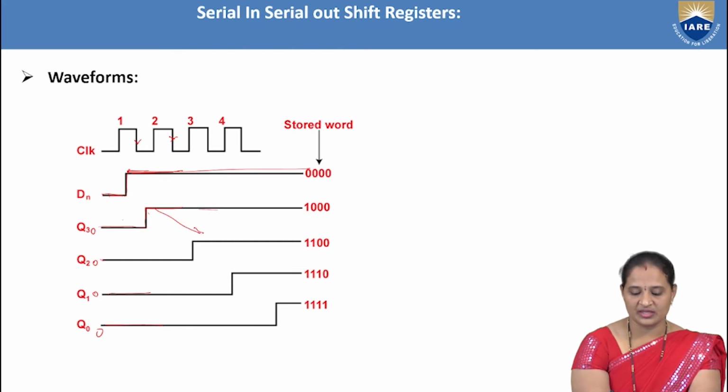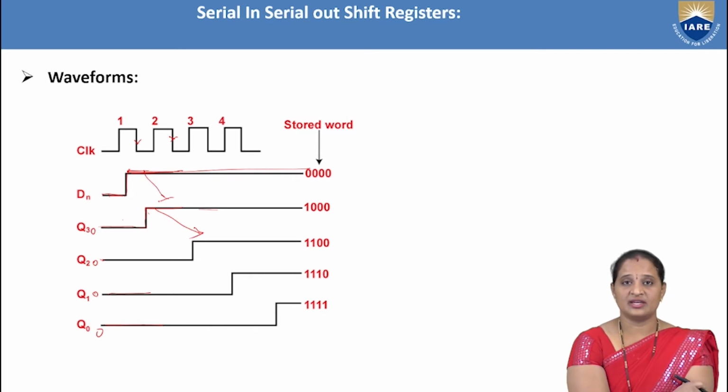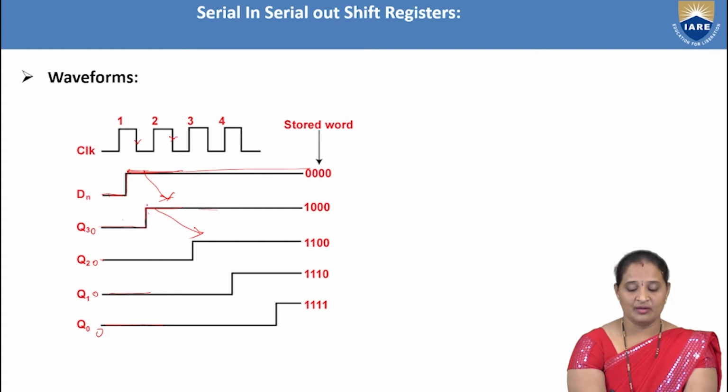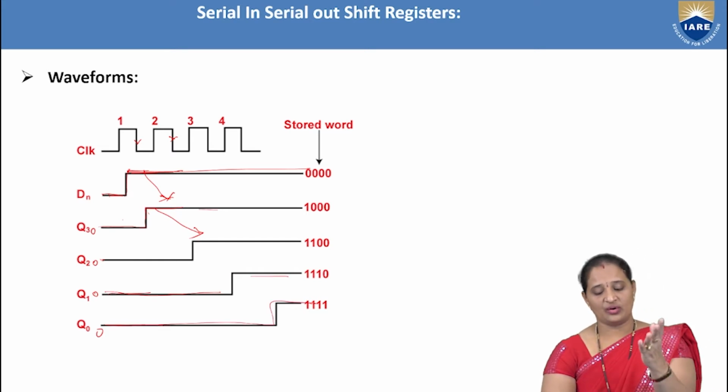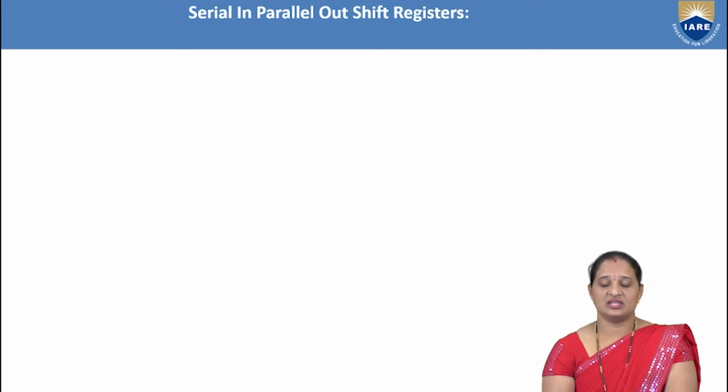Next, during the negative edge of the second clock pulse, this 1 will be shifted here, and again we are pushing 1 into the input. So the third flip-flop is again loaded with 1, and whatever data was stored in D3 will now be pushed into D2. So this is 110, and this one is 111. That means for all 4 clock pulses, we can load all ones in the shift register. So that is about serial in, serial out.